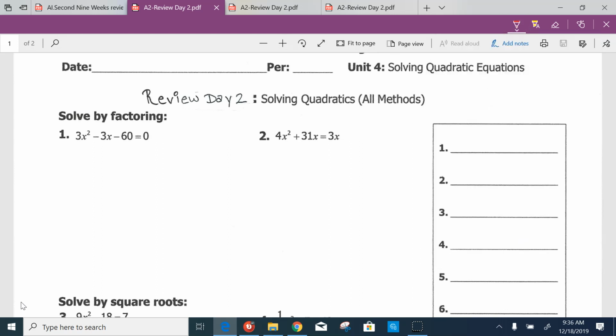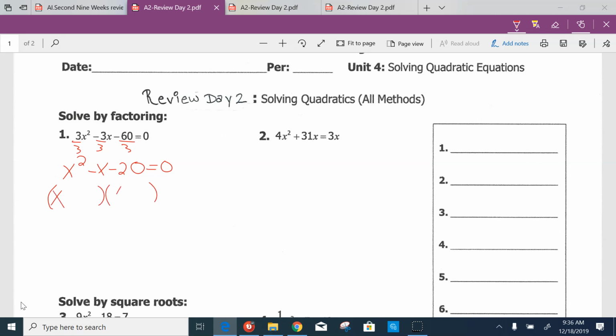We have solve by factoring. Factoring was the first method we learned. What we're going to do is ask ourselves, first of all, can I simplify this equation if possible? And notice that all my coefficients are divisible by 3. So I'll divide them all by 3, and I get the resulting equation of x squared minus x minus 20 equals 0. This is easily factorable.